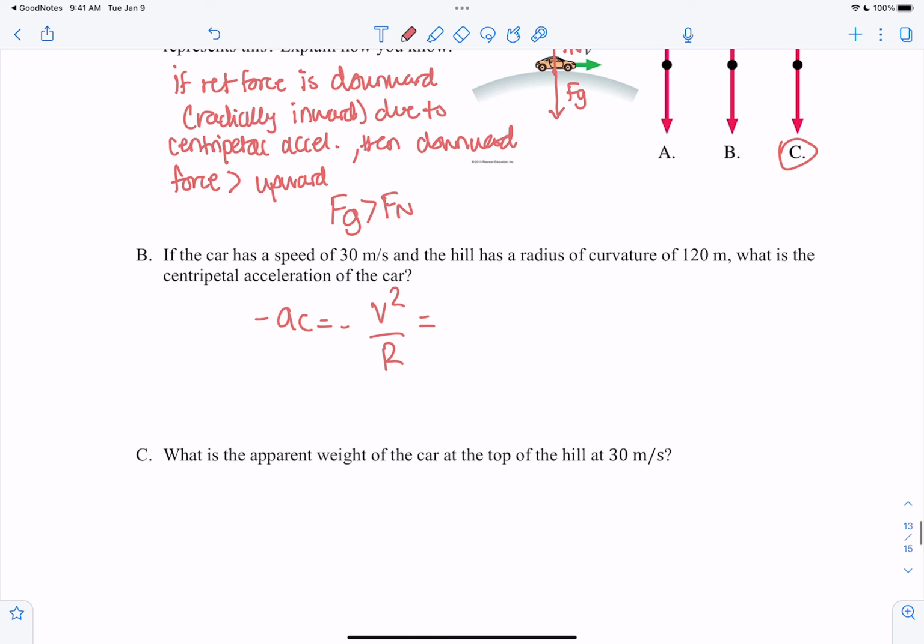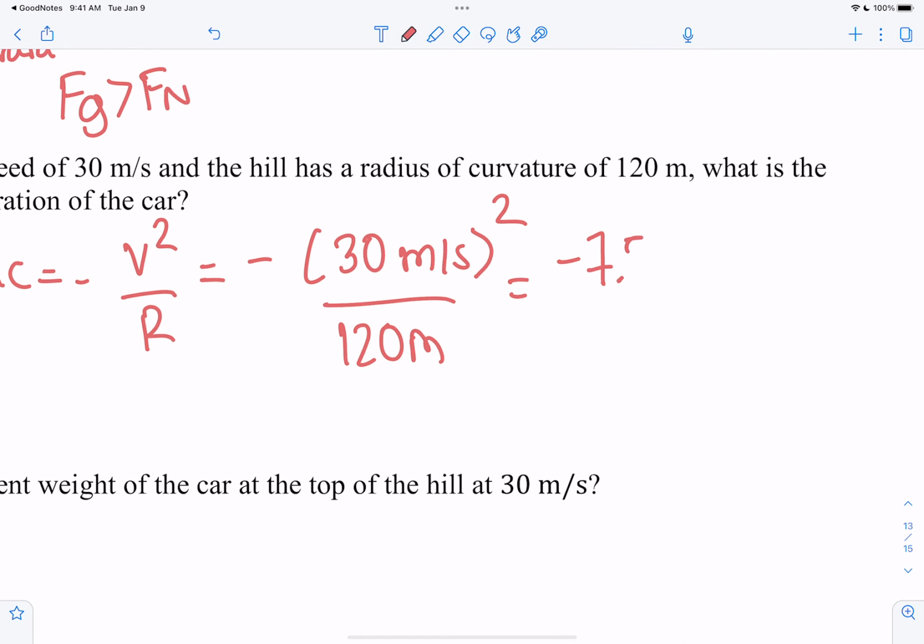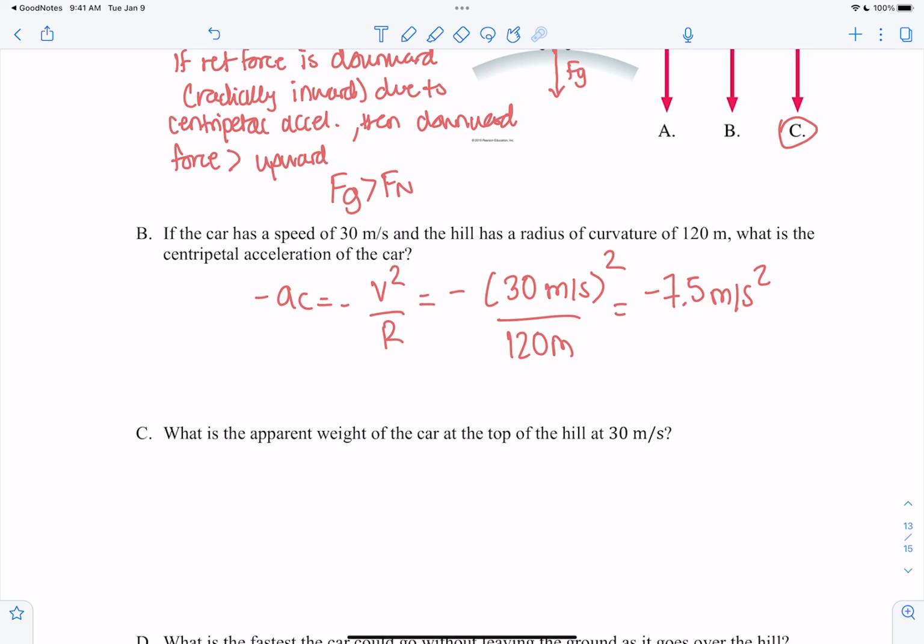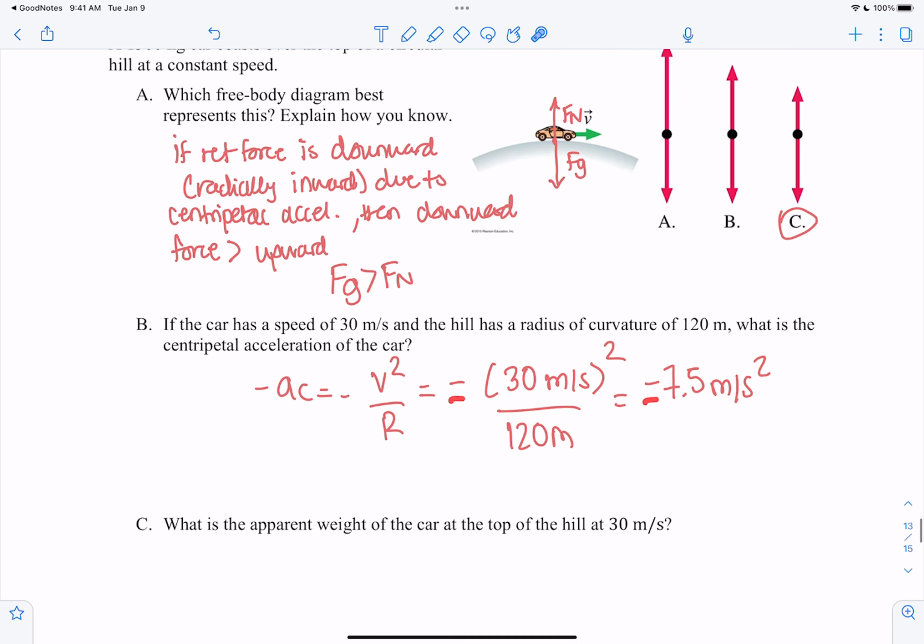So in that case, we have negative (30 meters per second, which is our speed) squared, divided by our radius of curvature, which was 120 meters, and then we should get somewhere around negative 7.5 meters per second squared. It has to be negative because it indicates a centripetal acceleration pointing along the negative y-axis, giving us a negative centripetal force, a negative net force.